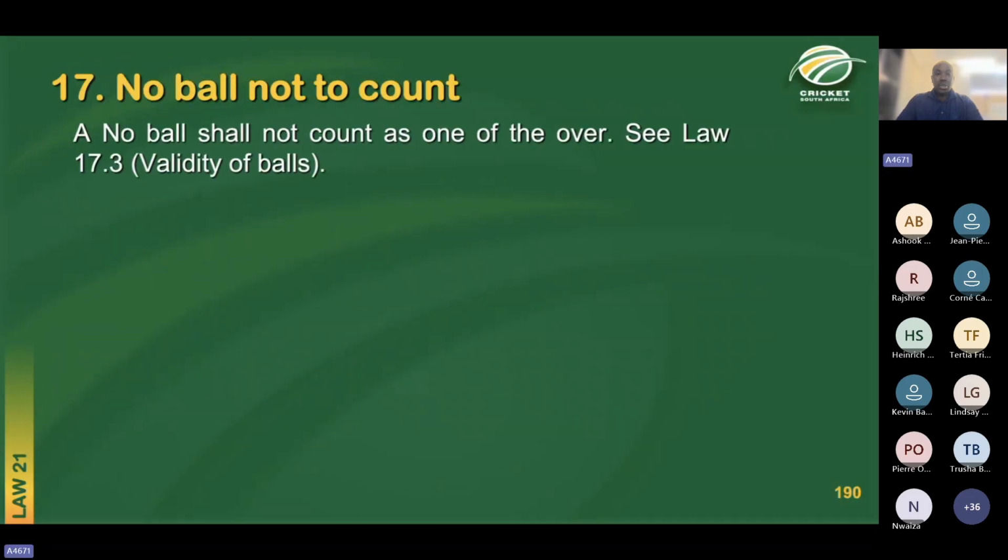As we all know, a no ball shall not count as one of the legal deliveries that make up an over. An over is made up of 6 legal deliveries we learnt on Monday.